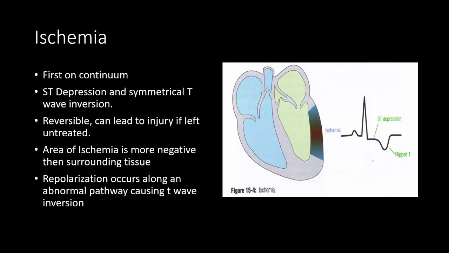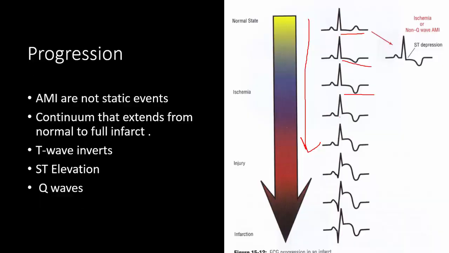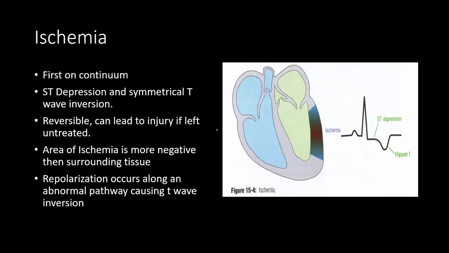The area of ischemia is more negative than the surrounding tissue. So in the area of ischemia, repolarization occurs along an abnormal pathway, which in this case is why you would see the T wave inversion. When you think about symptoms, this is where you're really going to see sudden unexplained chest pain in some cases, most cases. Now, a lot of times though, you've got to consider that patients may not show just the textbook signs and symptoms. Remember, patients don't always read the textbook.